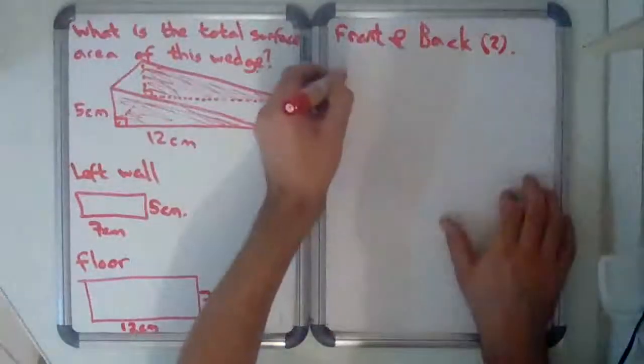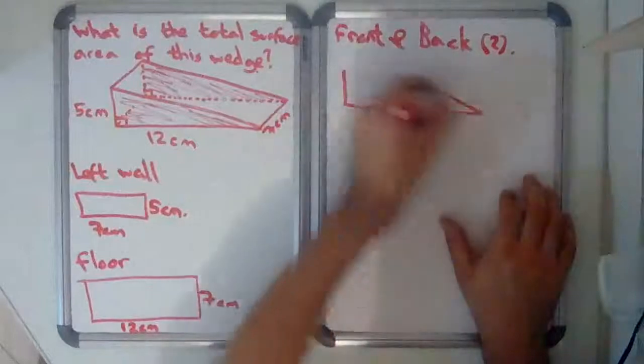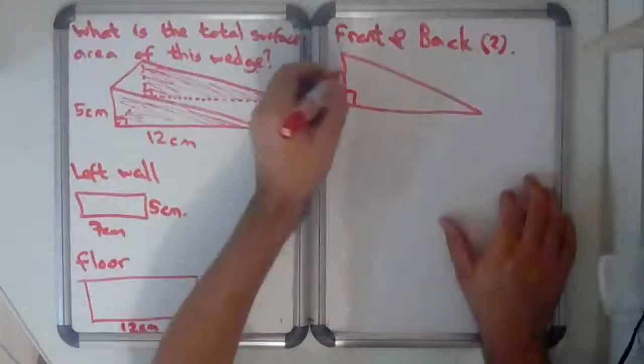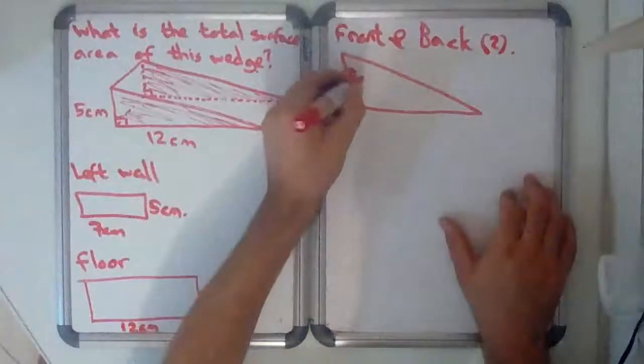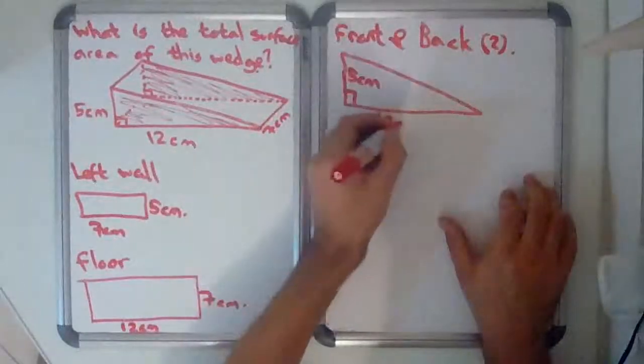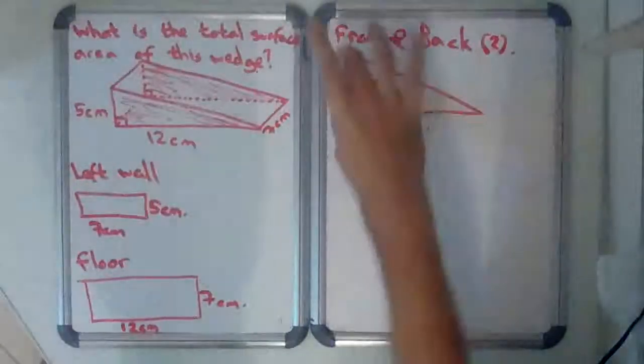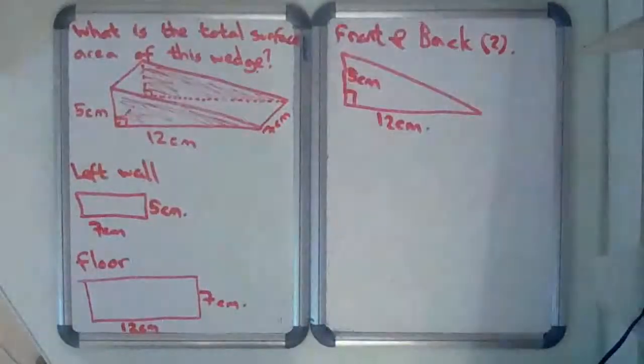So that is a triangle, right angled triangle, which makes it very easy to find the area. And that, I haven't given myself much room, so that is 5 centimeters by 12 centimeters. So you can use that as base and that as height because that's 90 degrees.